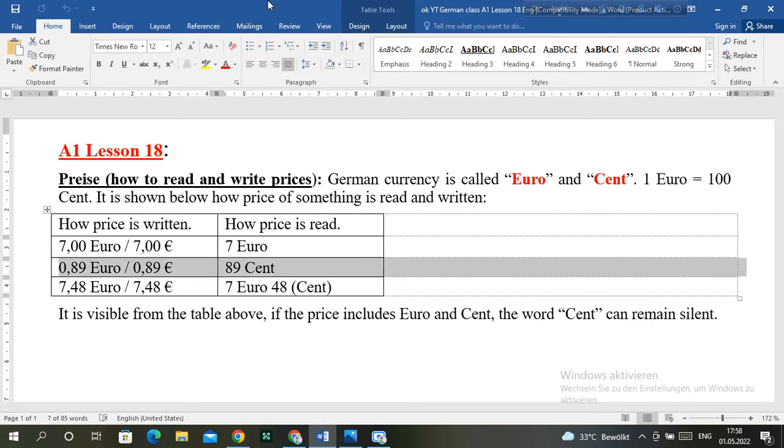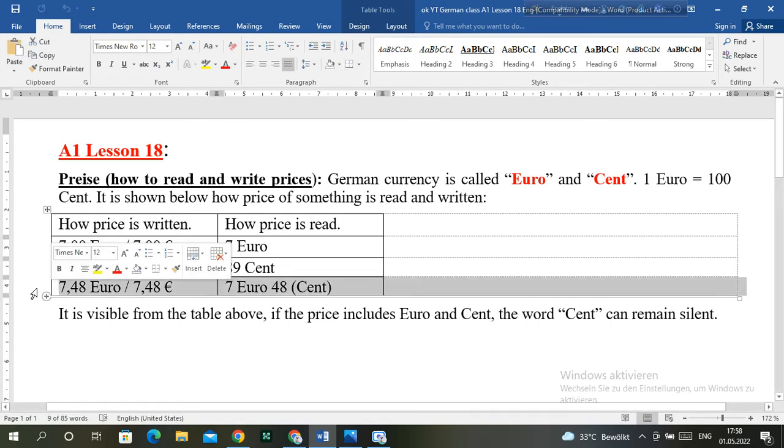If the price includes only cent, as for example in this case, you write it this way. First you write a zero, then a comma, and then the number of cent. Here, in this case, it is 89. And then you write the word euro, or you put the symbol of euro. And you read it out this way: 89 cent. First, you say the number, 89, and then you say cent.